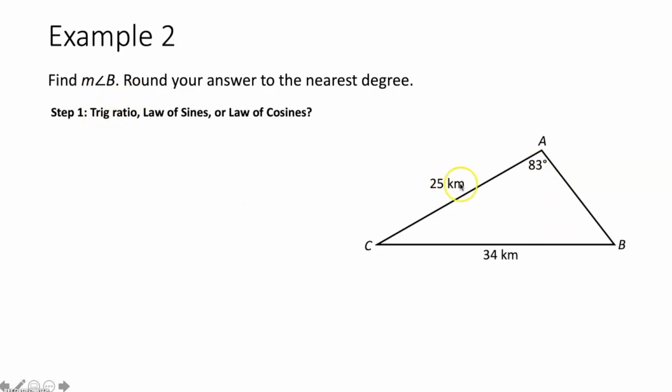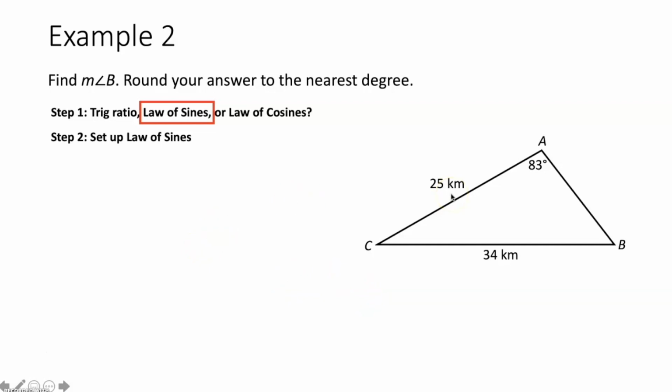The next thing we look at is, what are we given? We're given 2 side lengths, and we're given an angle measure opposite one of those side lengths. Because of that, we can use the law of sines to solve for our missing angle measure. So how do we set up our law of sines? Well, remember, law of sines is just sine of an angle over the side opposite is equal to sine of another angle over the side opposite.